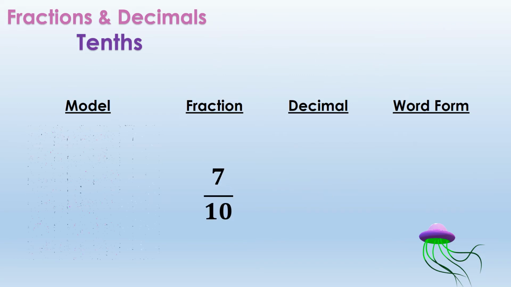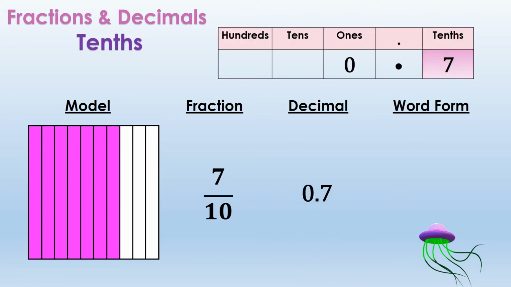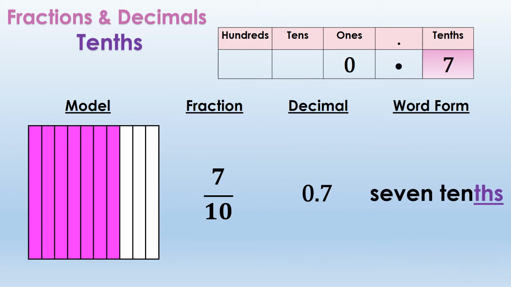7/10 would be represented as 0.7. I have 7 groups shaded out of a total of 10. I put my 7 in my tenths place value, and I'd read this as 7/10.